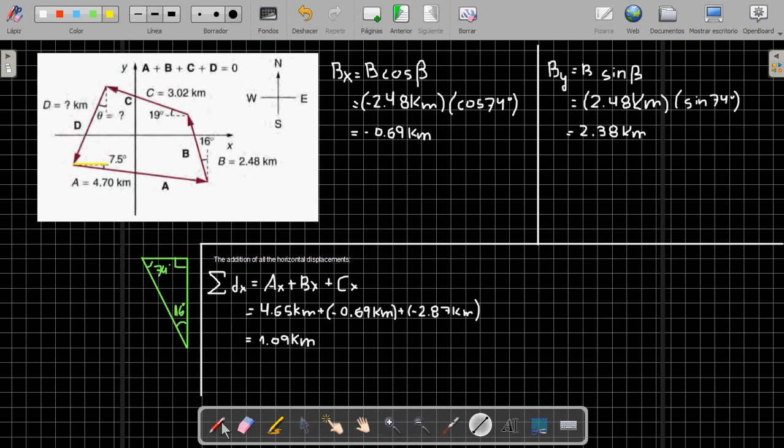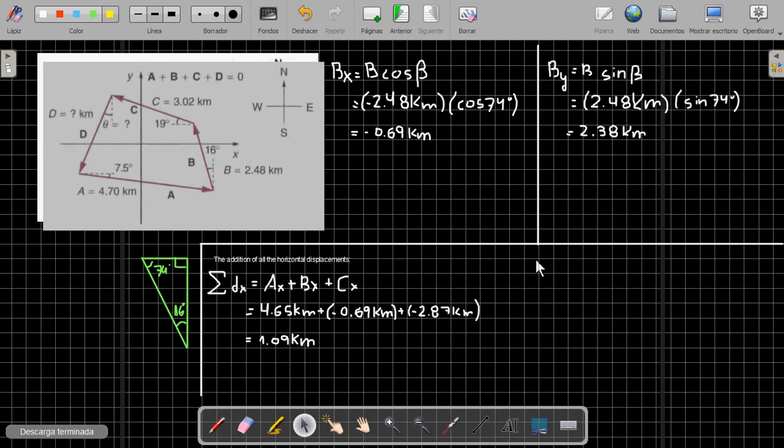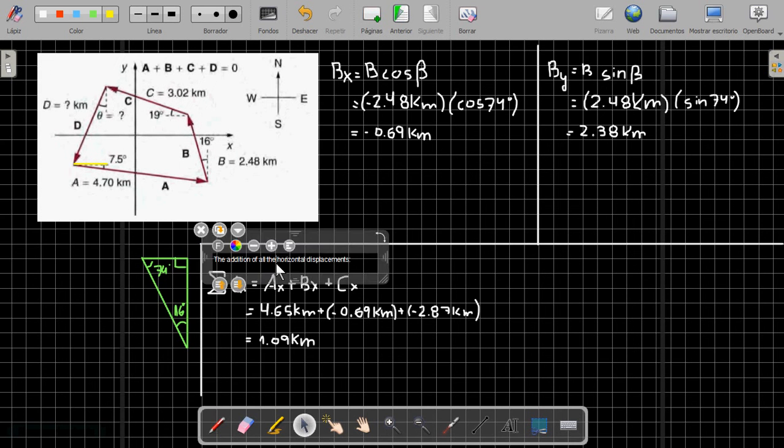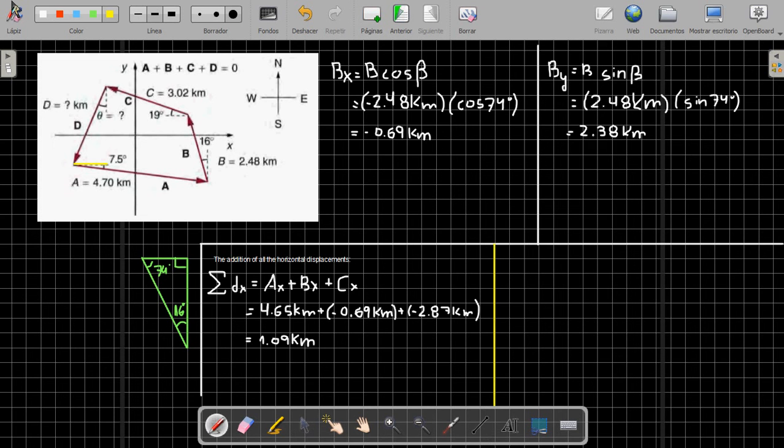What about the addition of all the vertical displacement? Addition of all vertical displacement. Alright, how do we write that? With a weird letter, which means addition of all vertical displacement. That means the vertical displacement of A plus the vertical displacement of B plus the vertical displacement of C.